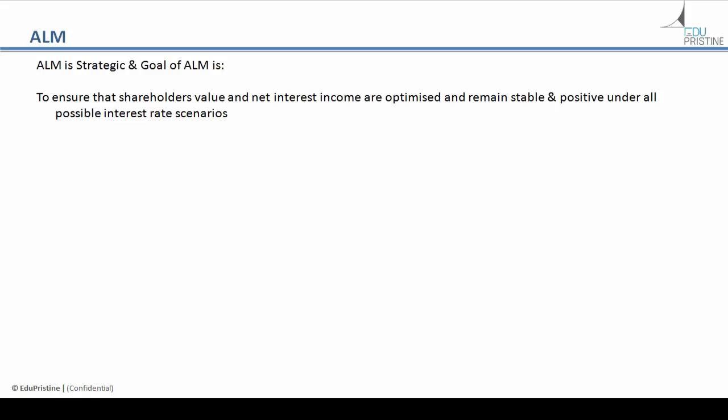On the next slide, I'm trying to explain what the primary goal of ALM is. ALM is a strategic view for the financial institutes. It ensures that the shareholders' value and the net interest income are optimized and remain stable and positive under all possible interest rate scenarios and liquidity scenarios. Basically, the ALM function gives confidence to senior management via the ALCO, Asset and Liability Committee, that the bank or the financial institute is managing liquidity effectively. The ALCO is usually a monthly meeting, attended by the senior management across the FIs, and is usually chaired by the CFO or the CEO.